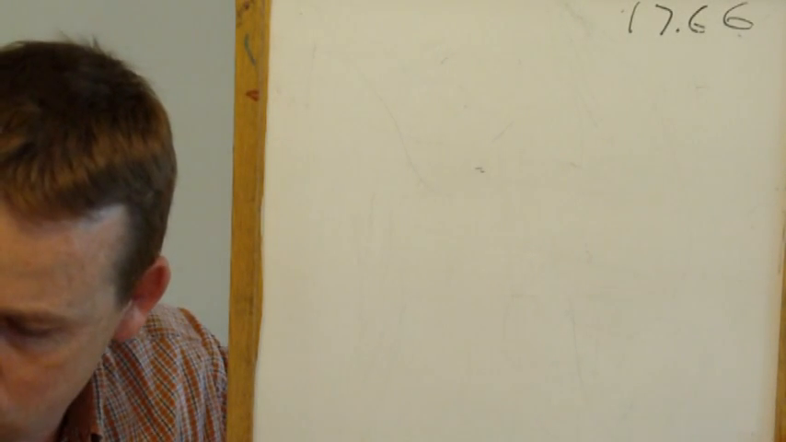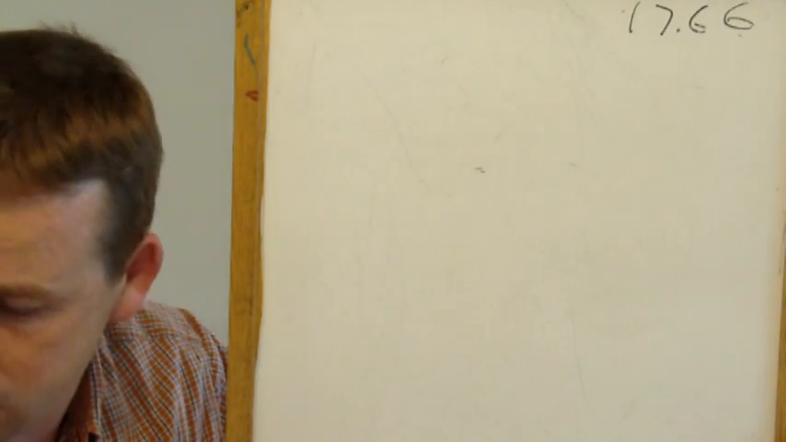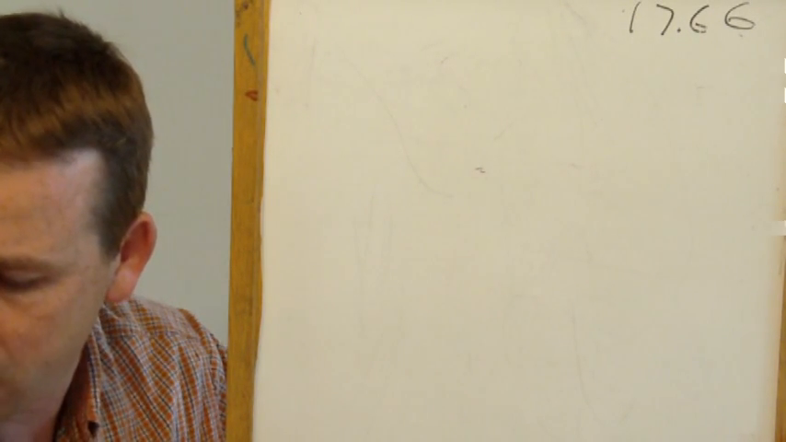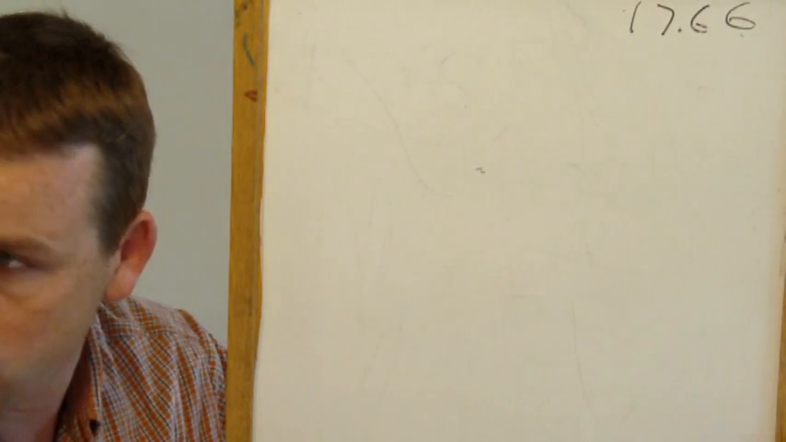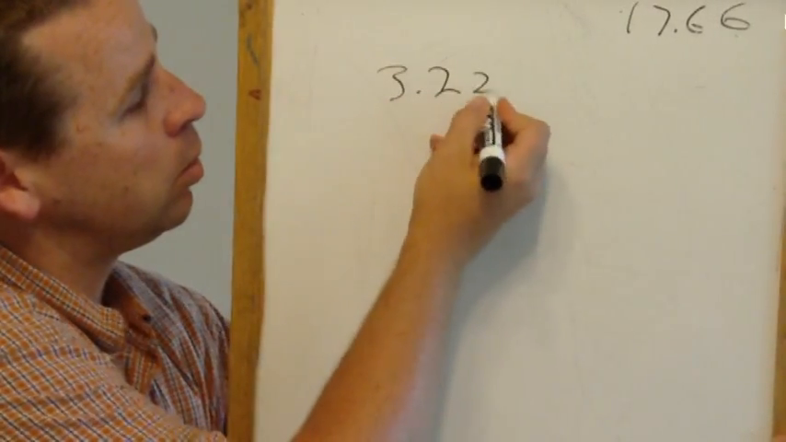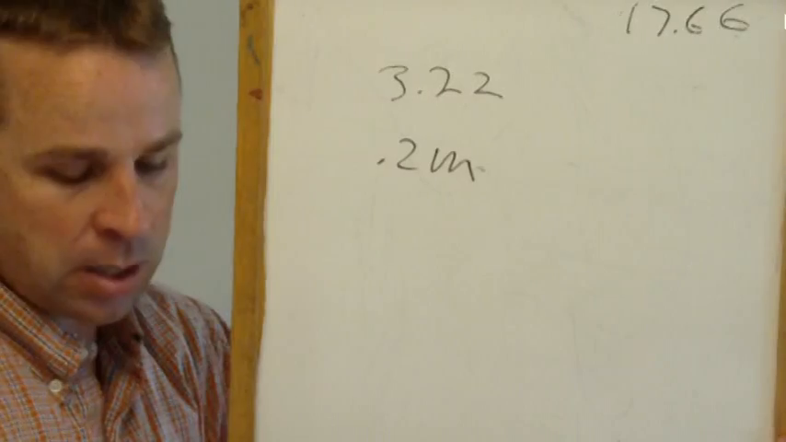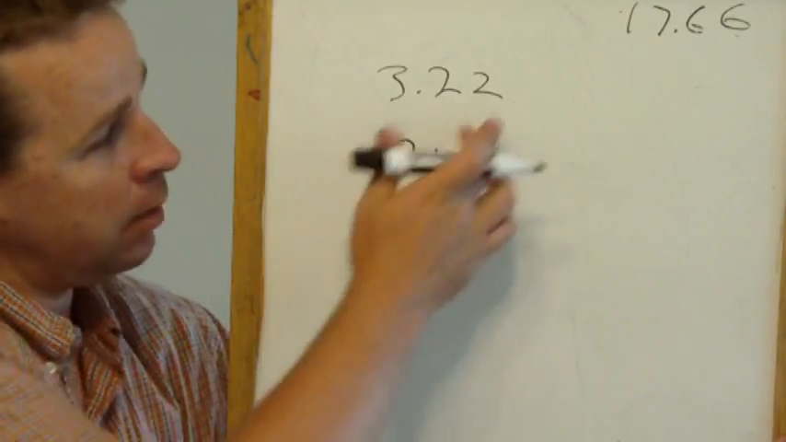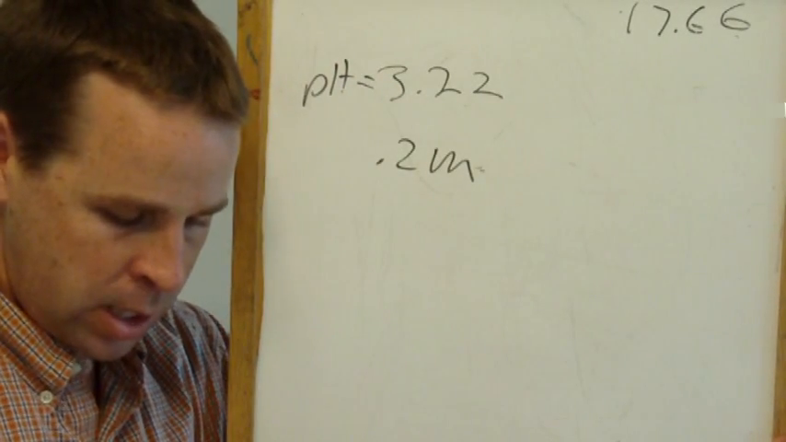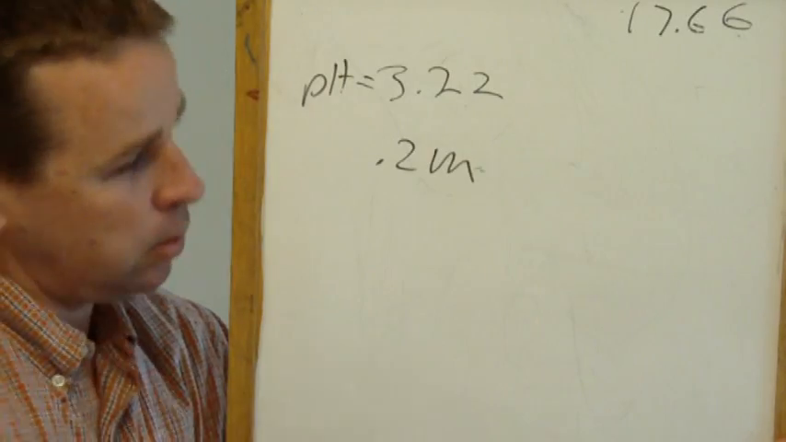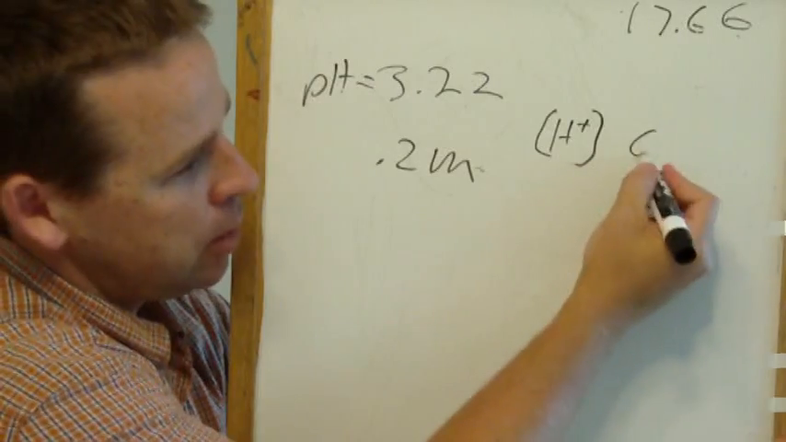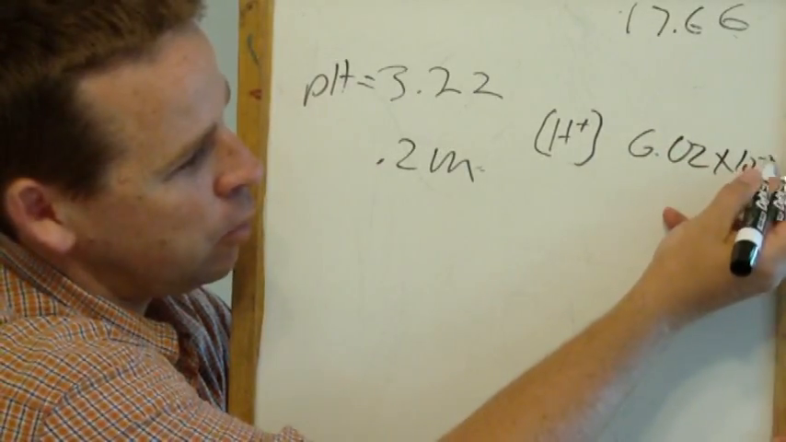A 0.2 molar solution of a weak acid, HA, has a pH of 3.22. What is the percentage ionization of the acid? What is the value of Ka for the acid? So we have a 0.2 molar solution of a weak acid, pH 3.22. We can find out what percentage of the acid is actually ionized by taking 10 to the negative 3.22, the pH. The actual concentration of H plus ion from this acid being in solution is 6.02 times 10 to the minus 4.